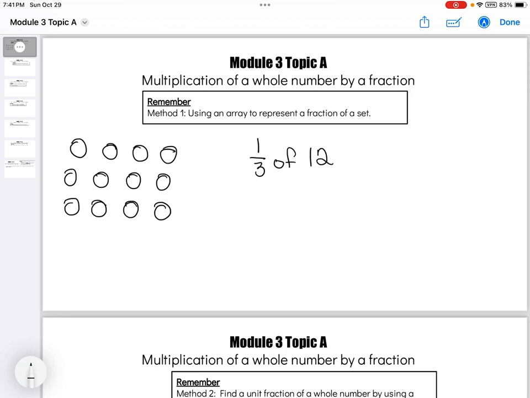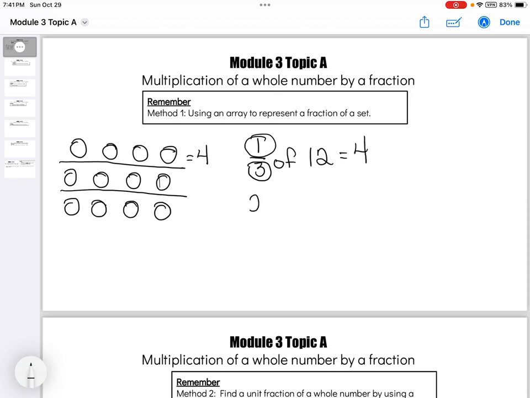Now, if students get an array similar to this, they need to know that the denominator represents the number of groups. So they have to decide how they're going to break it apart. Are they going to make columns or rows? Because it's thirds, I know I'm going to need 3 groups, which means 3 rows. One of these rows is equal to 4 circles. So 1/3 of 12 is equal to 4.